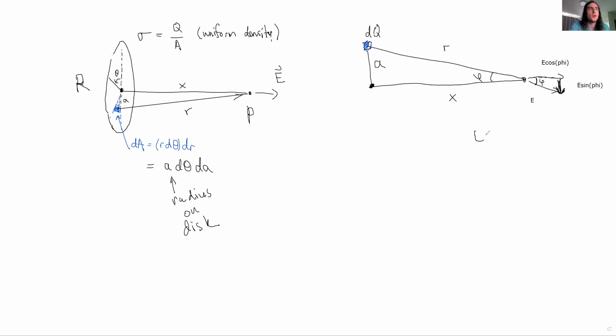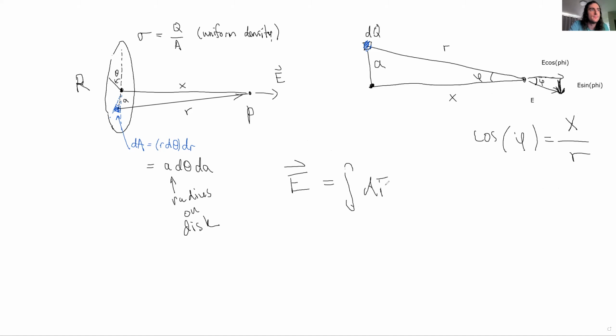And so we can figure out that cosine phi is given in terms of the triangle. What is cosine phi? Adjacent over hypotenuse. So x over r. Does everybody see that? Here's phi. x is adjacent, r is the hypotenuse. So cosine phi is x over r. All right, so if we want the total electric field E, we have to integrate dE.